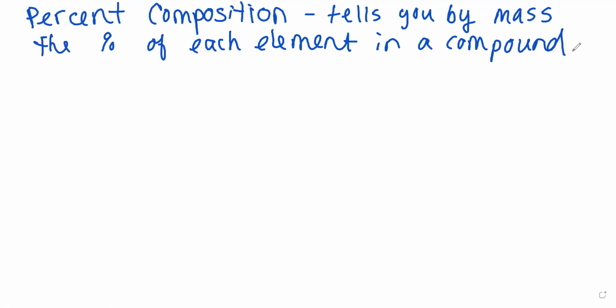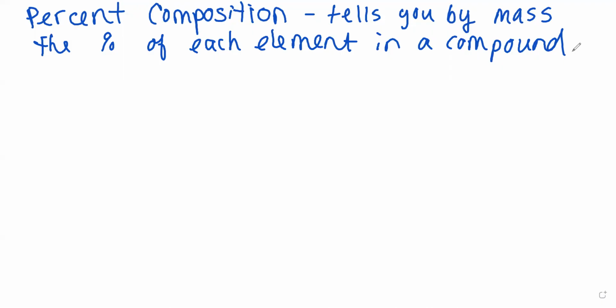So when we do percent composition, you're going to need to use your periodic table, so make sure you have your periodic table handy. Now you're going to want to remember that when you take the masses off of the periodic table, you want to round them to 2 decimal places before you use them.